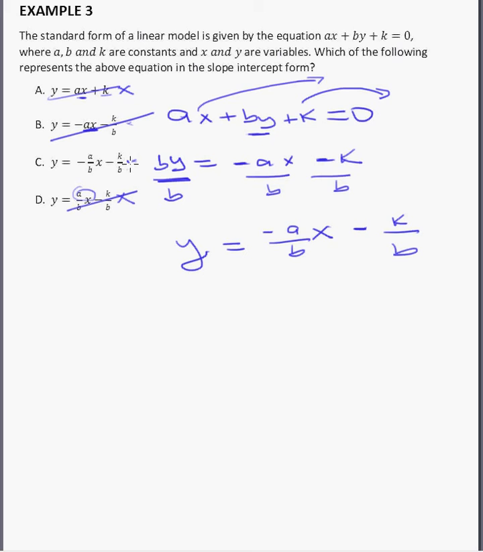So that is how you isolate the variable y from this standard form of a linear equation. And this equation now is expressed in the slope-intercept form, where in this case your slope is minus a over b, and then the y-intercept, that is the point where x is equal to 0, happens to be minus k over b.